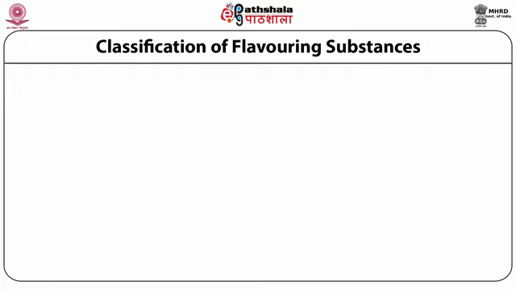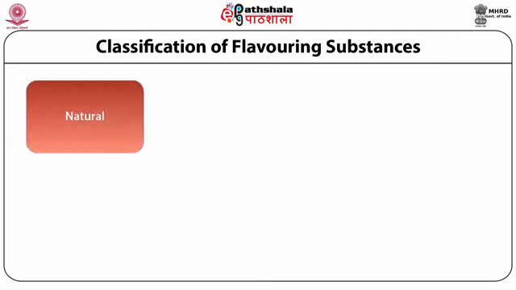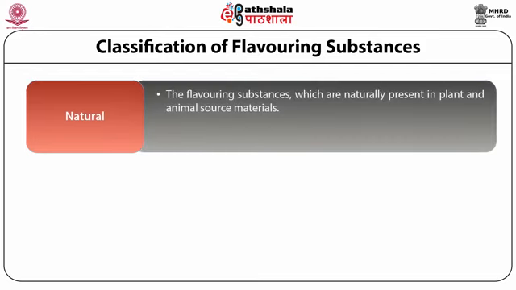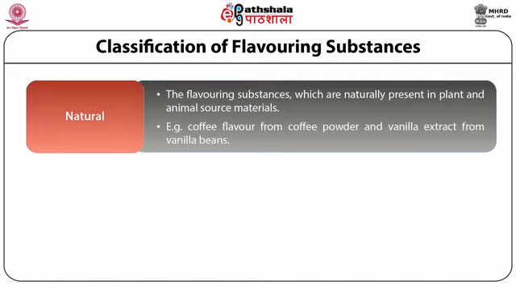Now, we'll move on to the classification of flavoring substances. First classification, the natural flavoring substances. So they are flavoring substances which are naturally present in plant and animal source materials. As for example, we get coffee flavor from coffee powder or vanilla extract from vanilla beans, that is vanillin.